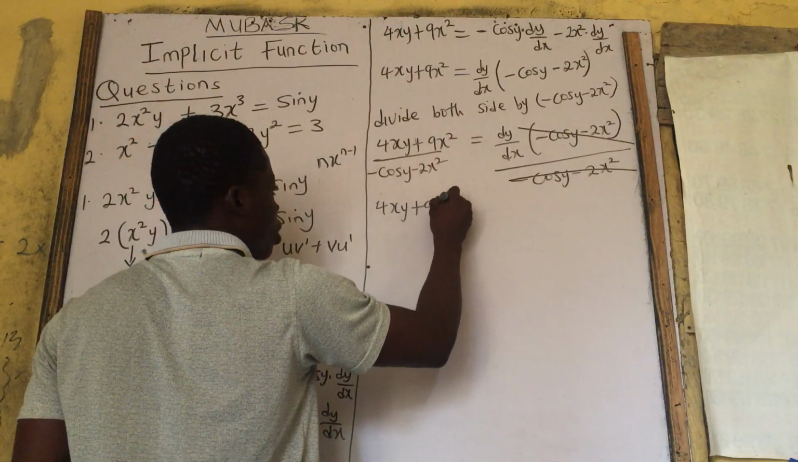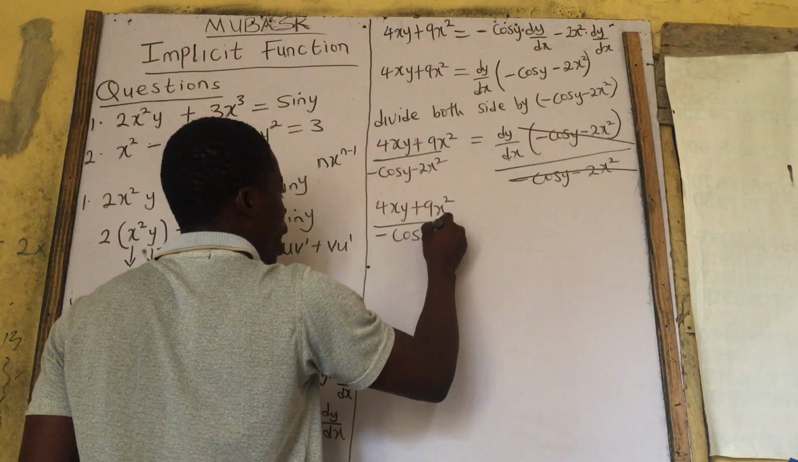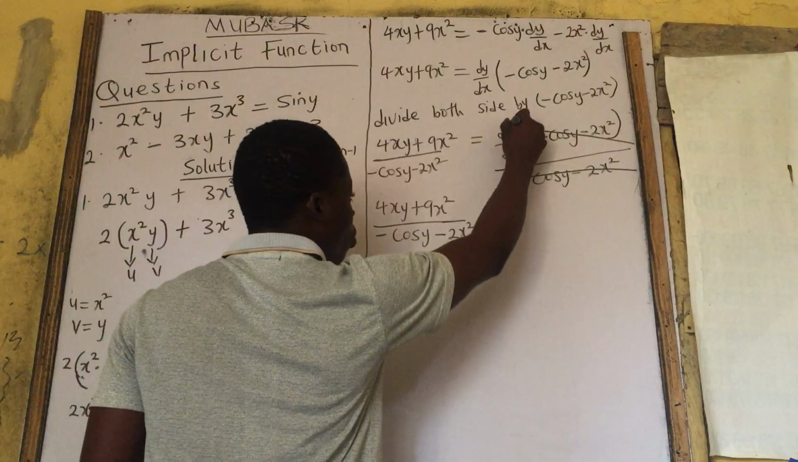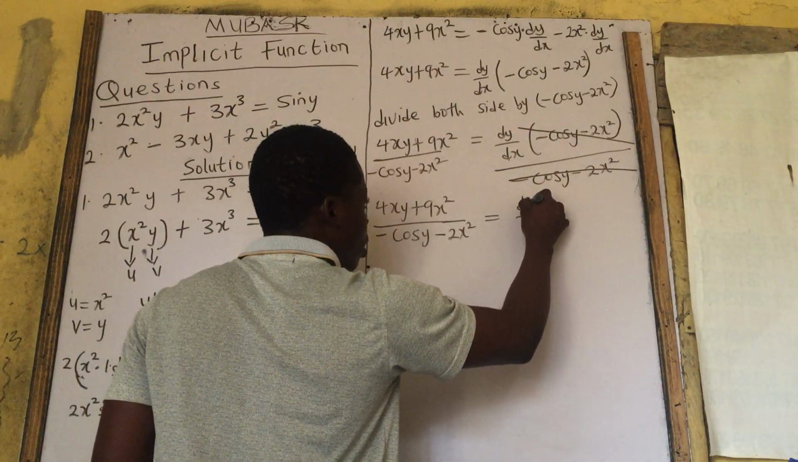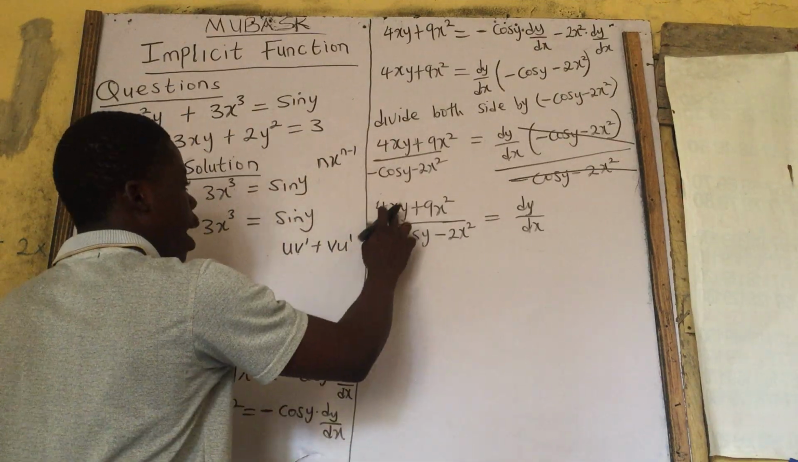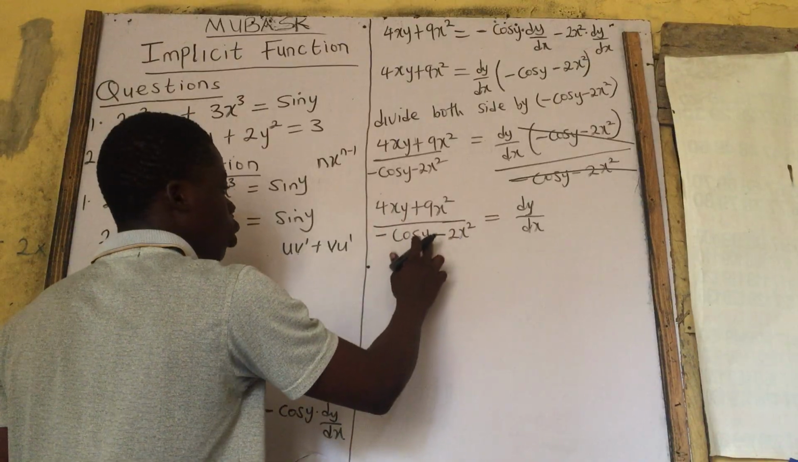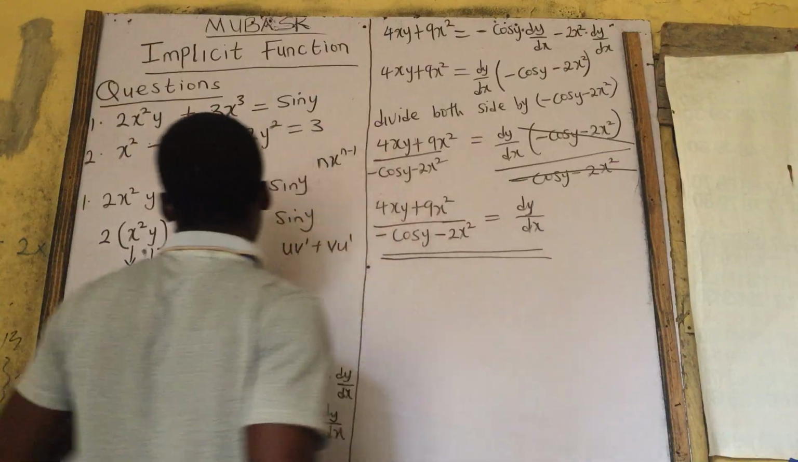4xy plus 9x squared divided by minus cos y minus 2x squared, all to be equal to what? Remain what? dy over dx. Now our dy over dx is equal to what? 4xy plus 9x squared divided by minus cos y minus 2x. That is the answer for question 1.